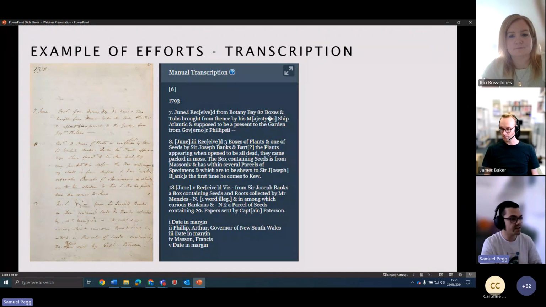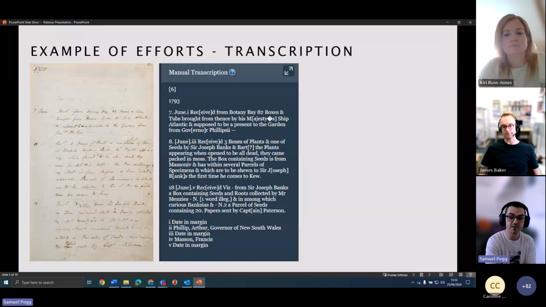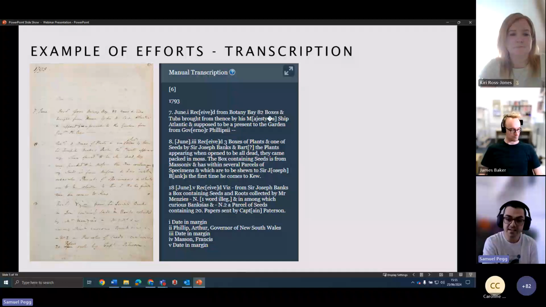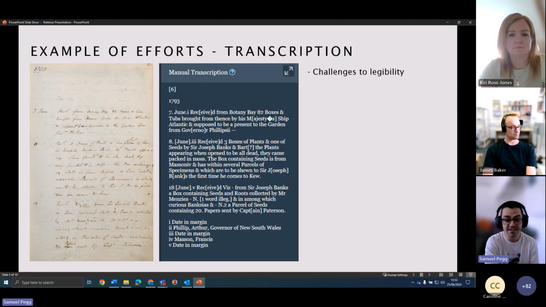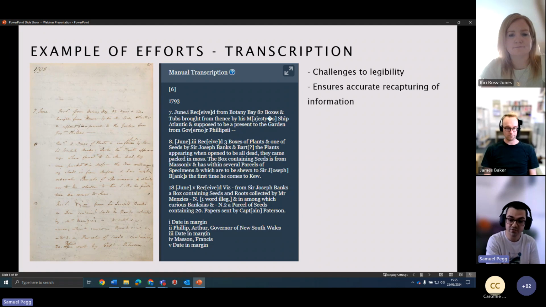This is one of the earlier pages in the Kew record book, and this is part of the manual transcription that was provided. A large part of making any of these records, and a lot of records more generally, accessible to the wider public often involves some effort in transcription. The reasons why this may be is because older styles of handwriting can cause challenges in legibility, which means who can access and use these documents is narrowed considerably. It also ensures accurate recapturing of information, minimizing illegibility or assumptions and speculations, which can create new and inaccurate histories from what is actually included or recorded.